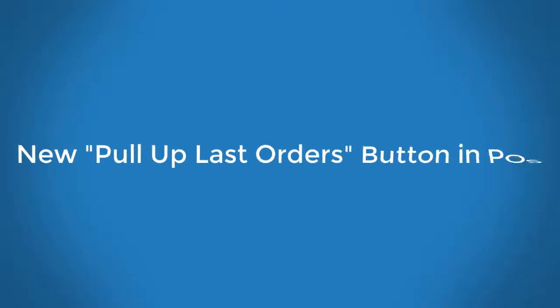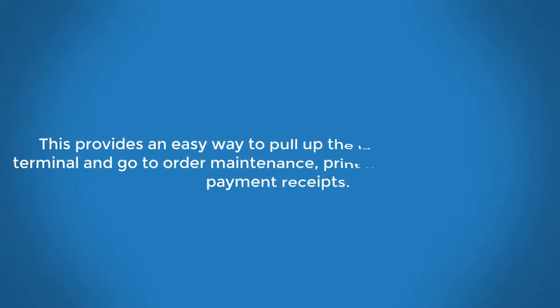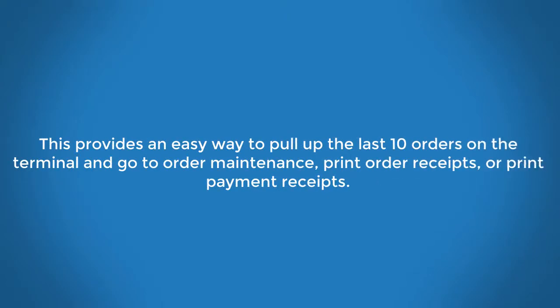The next enhancement on our list is a new way to pull up the last orders you've dealt with in the point of sale interface. This provides an easy way to pull up those last 10 orders that you may have dealt with on that terminal. So that way you can go into order maintenance to make changes to the order, print an order receipt for that order, or print payment receipts for them to be able to sign for a credit card, for instance.